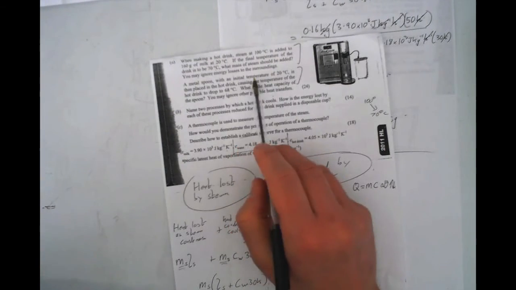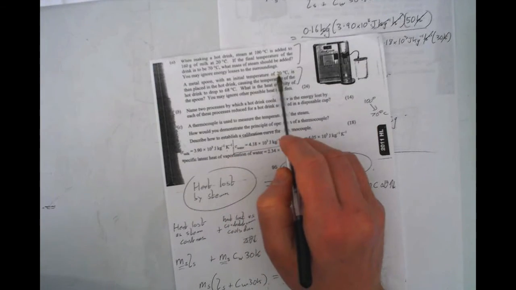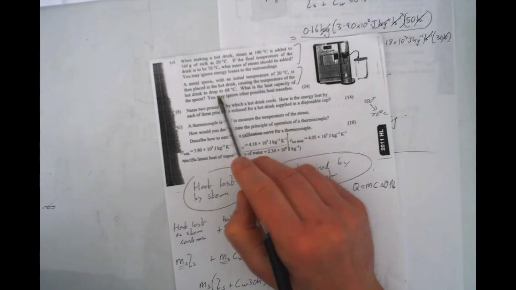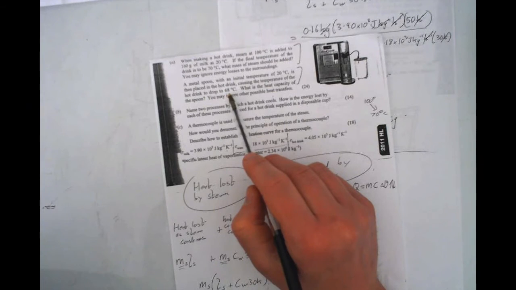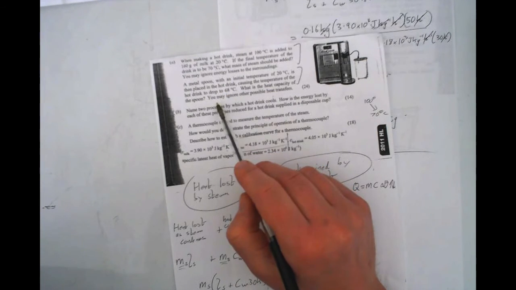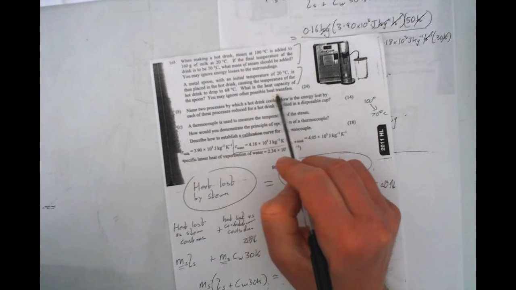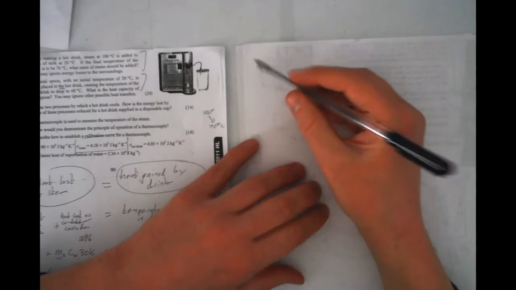Okay, let's deal with the second part of the calculation questions. Let's just recap. A metal spoon is placed into the drink. Initial temperature of the metal spoon is 20 degrees Celsius, causing the temperature of that drink to drop to 68 degrees Celsius. What's the heat capacity of the spoon? You can ignore other possible heat transfers. Apologies guys, I was interrupted there to kind of restart.